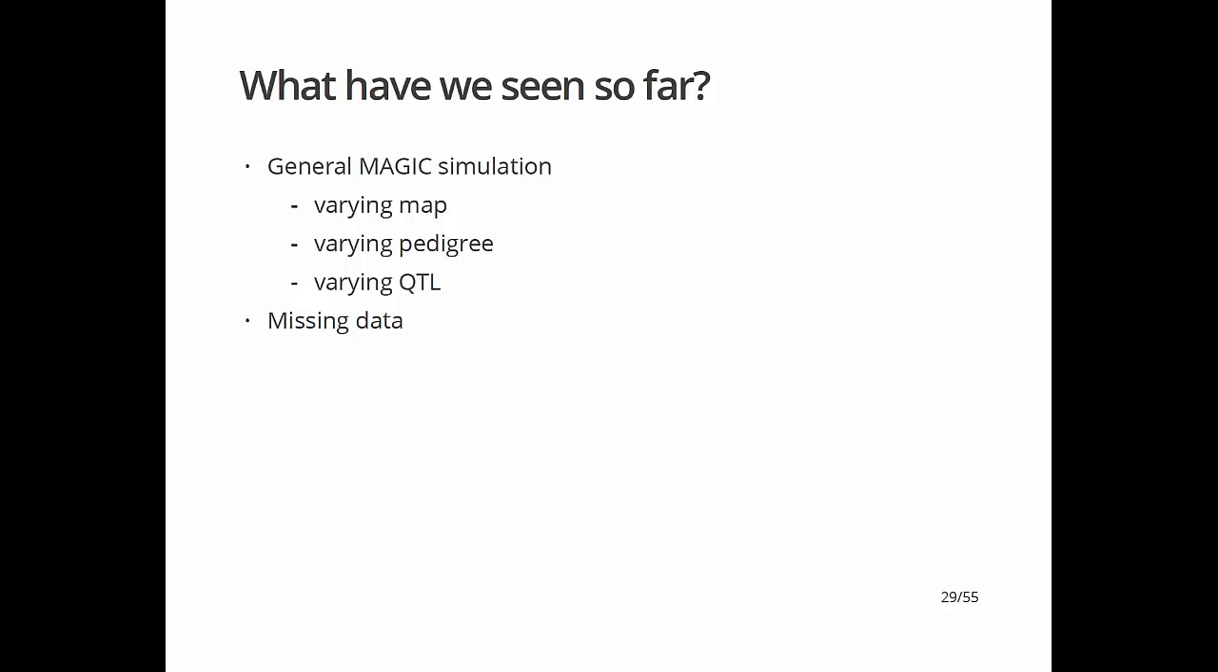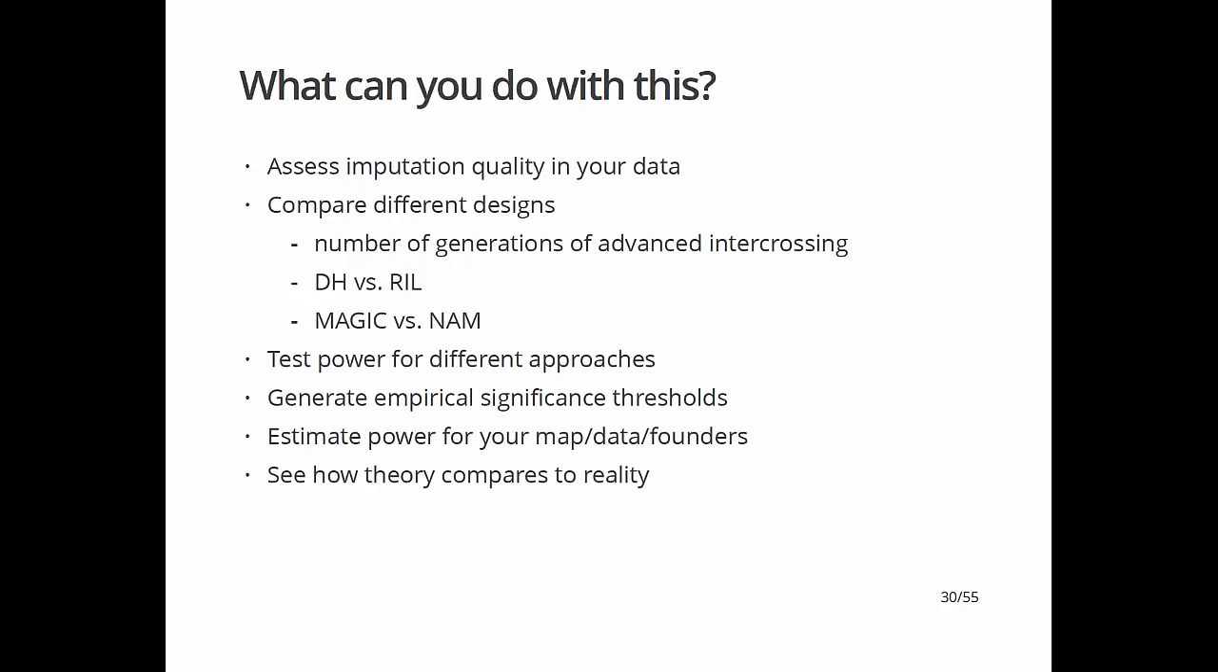I talked briefly about it with the missing data, but there's a lot of other things you can do with simulations. So I just said you can assess the imputation quality in your data. You can also compare different designs. This is something that I've looked into a little bit, trying to compare the effects of different numbers of generations of advanced intercrossing in your population. I'm currently looking at the effects of using double haploids versus RILs, and people are certainly interested in how you compare MAGICs versus NAM populations as well as different forms of MAGIC populations.